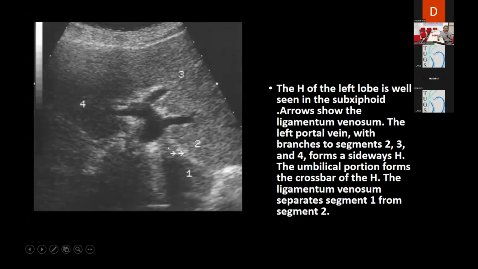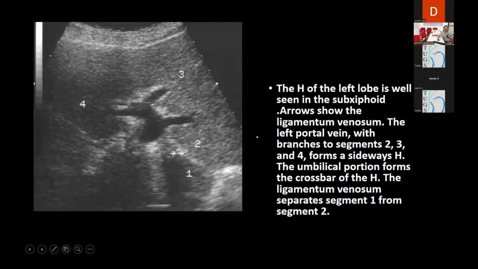This is the ligamentum venosum, and the ligamentum venosum separates segment 2 from the caudate. So knowledge of this anatomy helps us to do monosegmental resection. Suppose you are doing a liver transplant for a baby with biliary atresia and you have to take a segmental liver graft. Then you can reduce the graft.